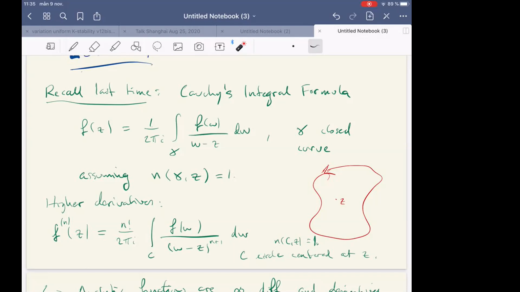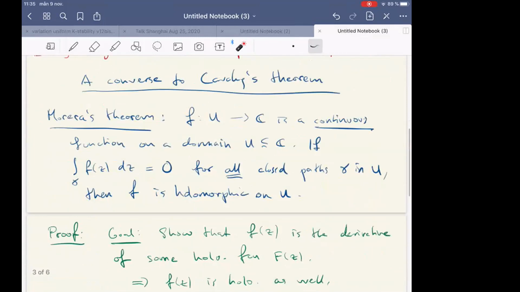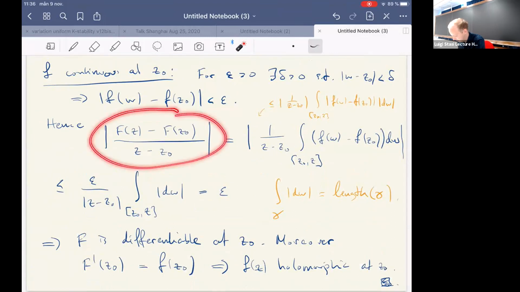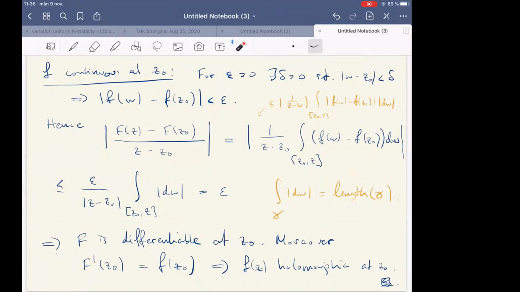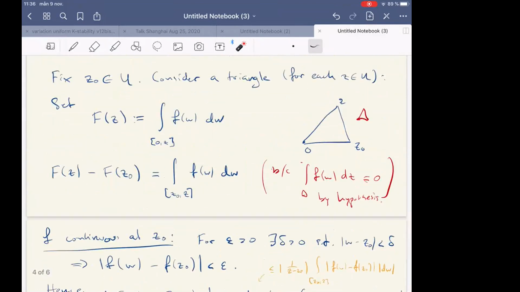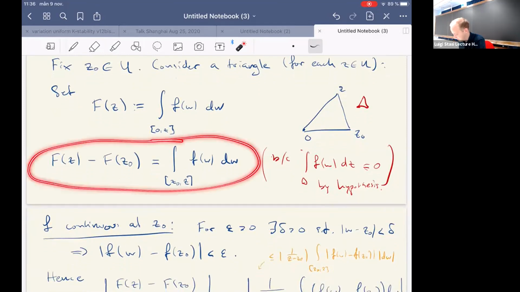Professor, I have a question in the proof. Yes, absolutely. We had the absolute value of capital F of z minus capital F of z naught. We defined the capital F to be the integral from 0 to z of f of omega d omega. So we have the integral from 0 to z of f of omega d omega minus the integral from 0 to z naught of f of omega d omega. Sorry, so your question is why this is true, or I didn't get it?